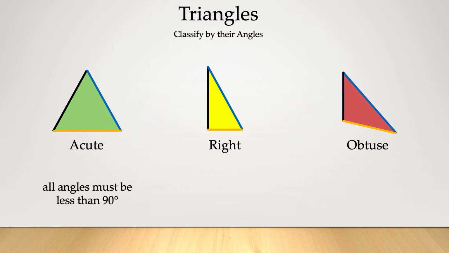So to define what that means, an acute triangle is defined as all angles must be less than 90 degrees. Now let's go ahead and take a look at the right triangle.